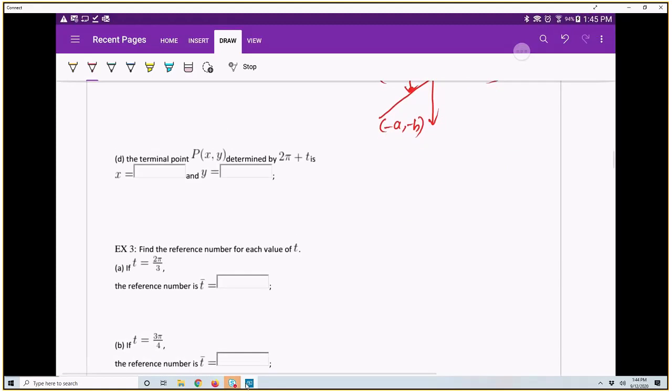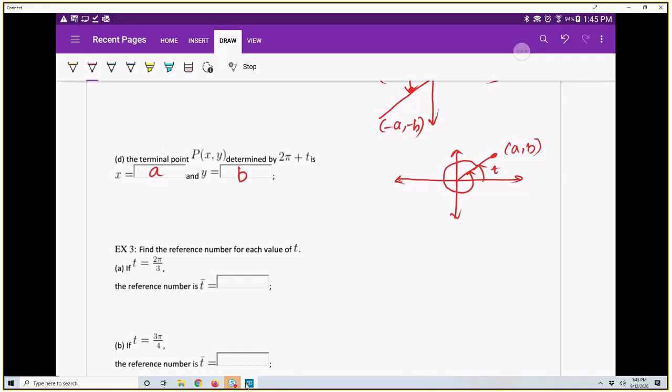2 pi plus t. So we'll start with t one more time in the first quadrant, so this is a comma b, and this is t, and then 2 pi will start here and take you back to the same point after completion of a full circle. So this is still in the first quadrant, so x is a, y is b. That answers my question.